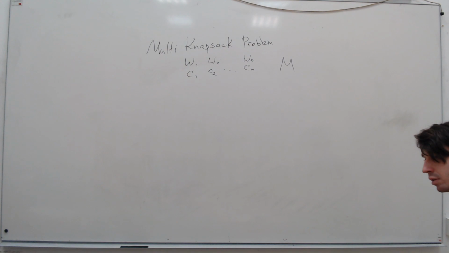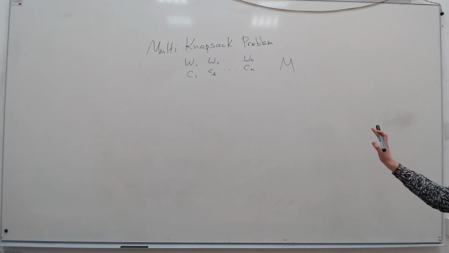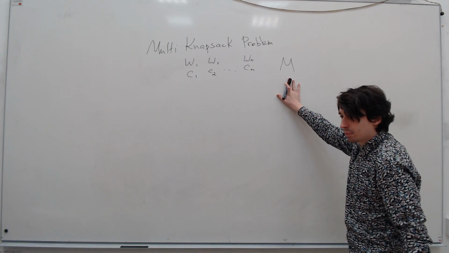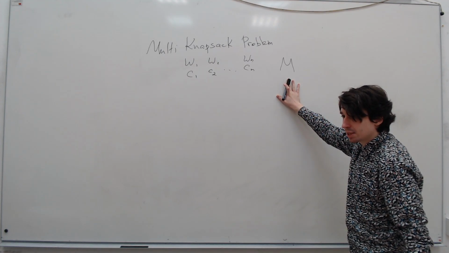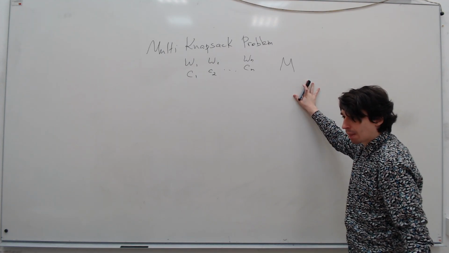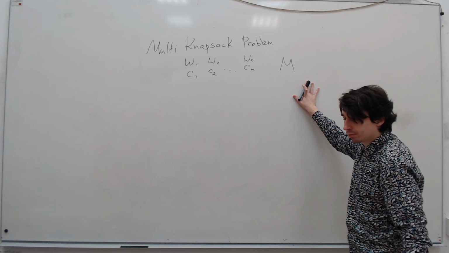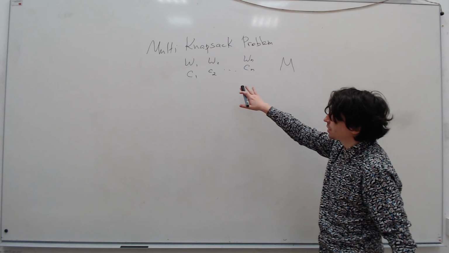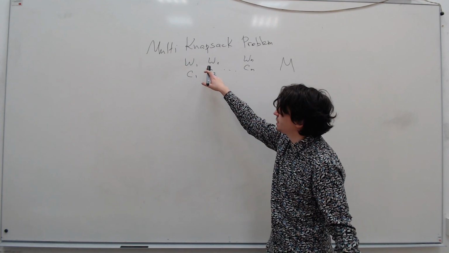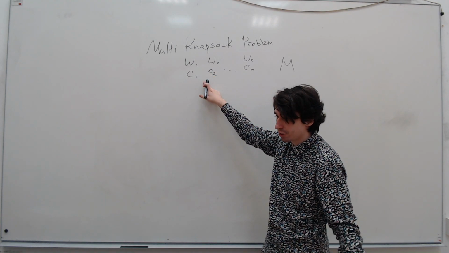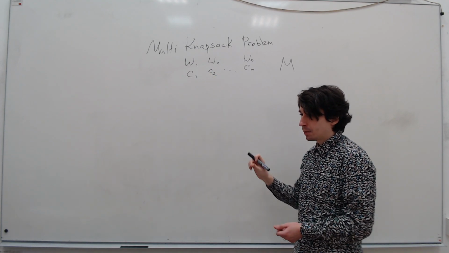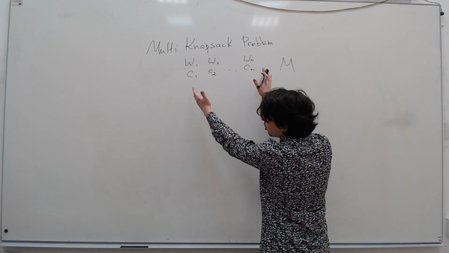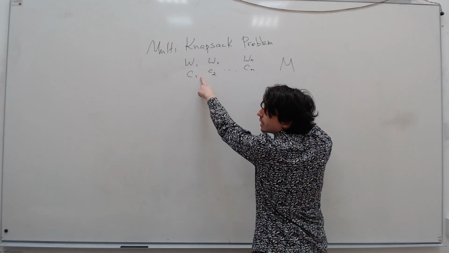Does each sack have its own capacity? No. All these knapsacks have the same capacity M. They have fixed capacity, all the knapsacks. But the objects have different sizes. Yes, all objects have different weights and different costs again. So there are n objects with the weight and the cost again.